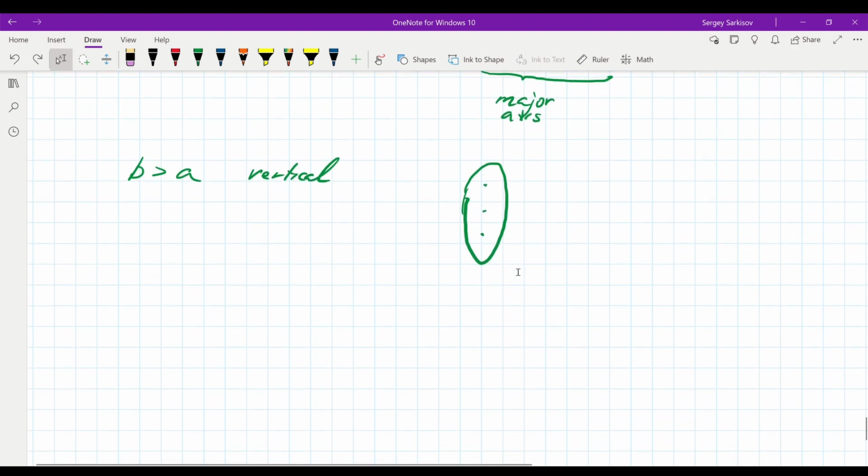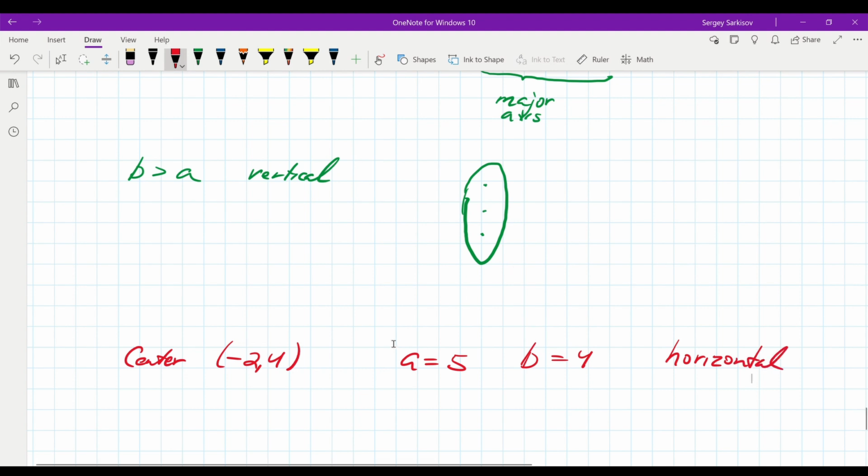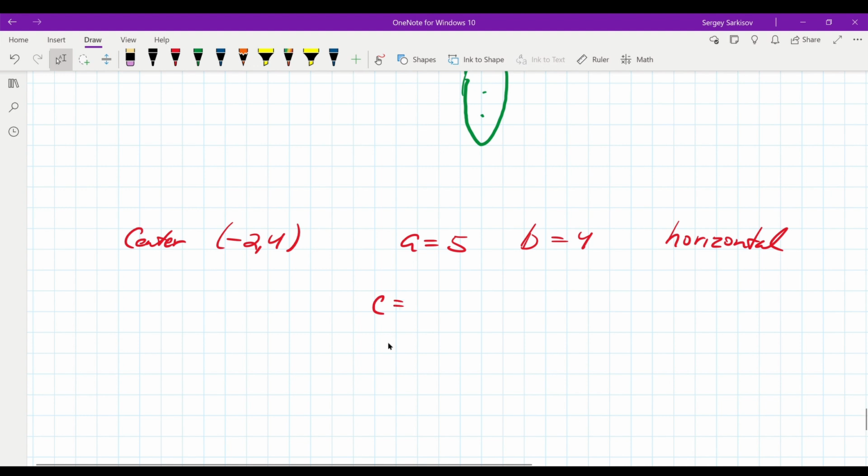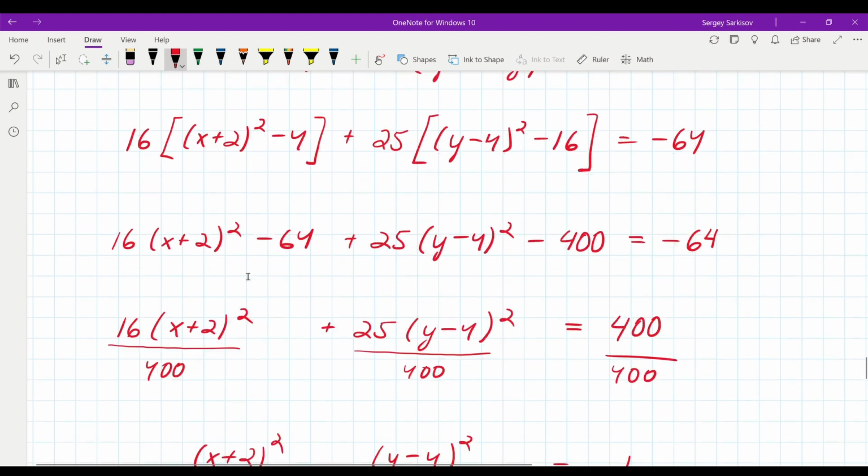So let's do that. Center, negative 2 comma 4. I'm actually doing our example. A was equal to 5. B is equal to 4. So you see this is going to be horizontal. And we have C. Remember, C is equal to the square root of the absolute value of A squared minus B squared. That's going to be the absolute value of 9, if you check that out. So C squared is 9. C is equal to 3.